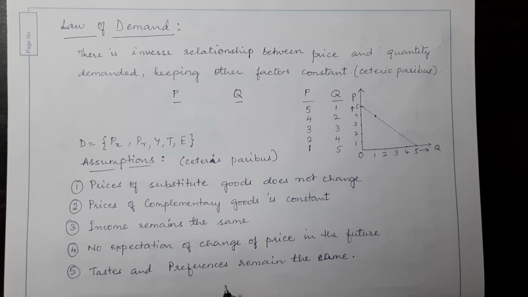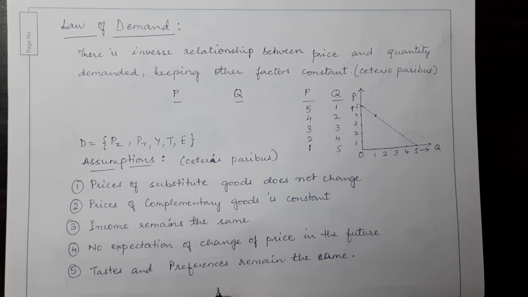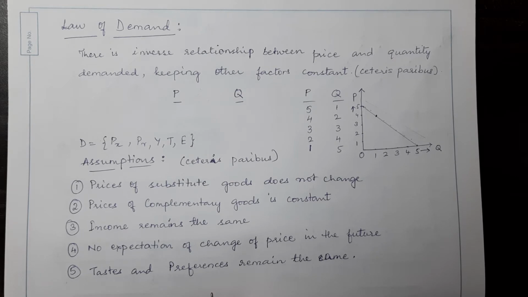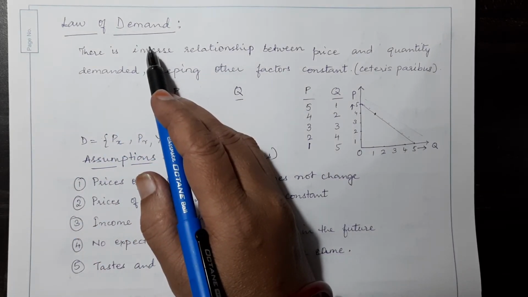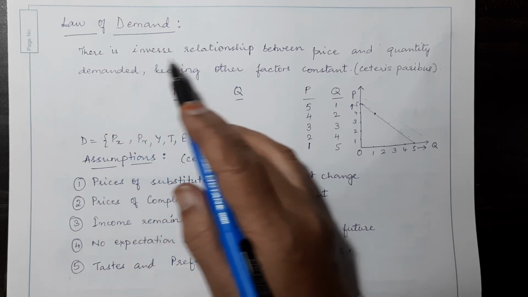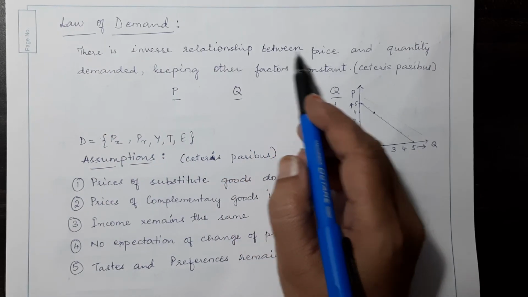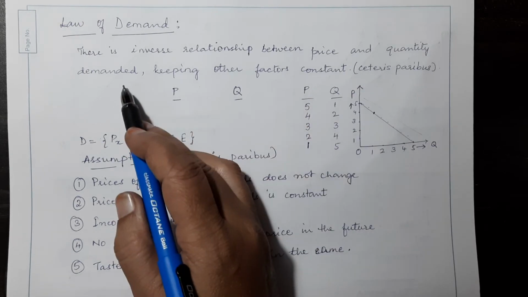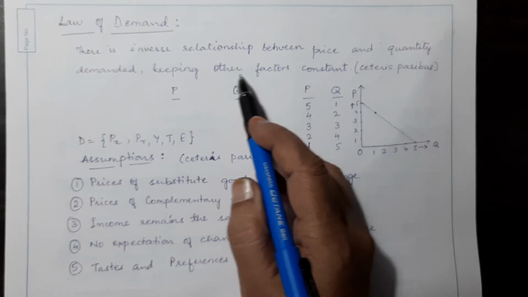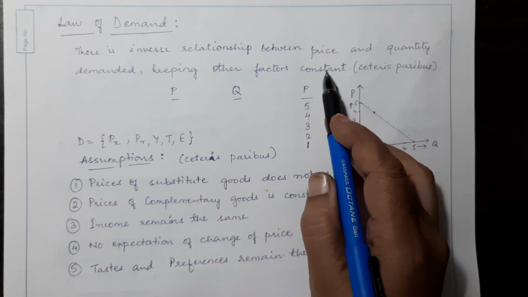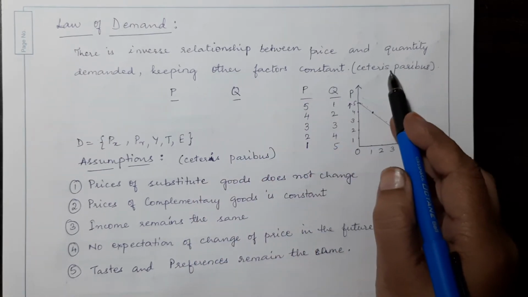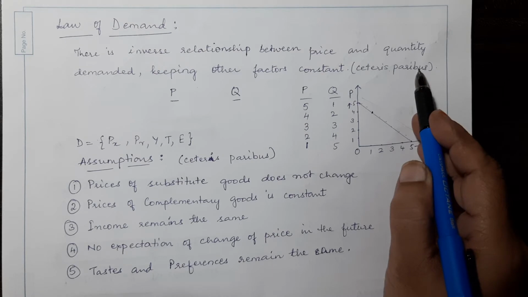Having learned the individual and the market demand, let's now understand what the law of demand says. The law of demand states that there is an inverse relationship between price and quantity demanded, keeping other factors constant. This other factors constant is otherwise called ceteris paribus.